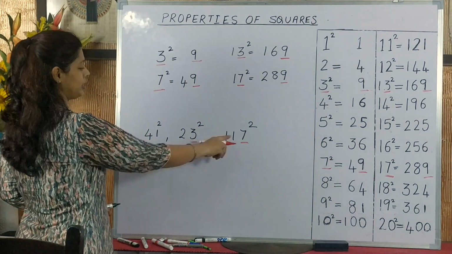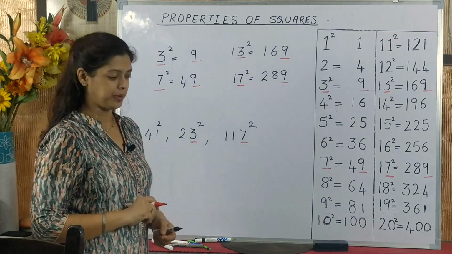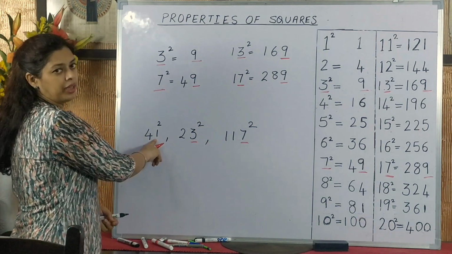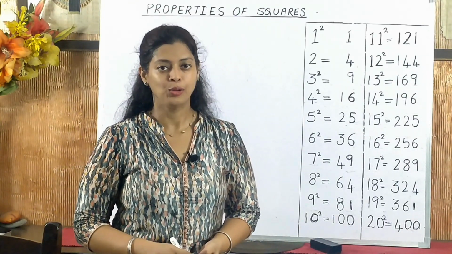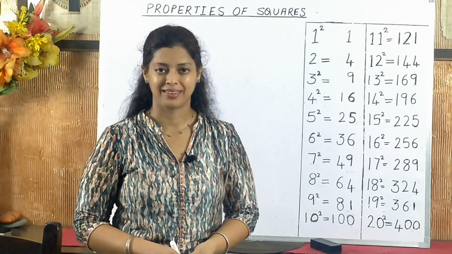So the squares of both these numbers will have a 9 in the units place. 41 square will not have a 9 in the units place. Now can you tell me one number other than 1 whose square also ends in the same number?